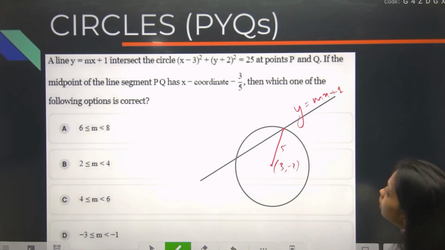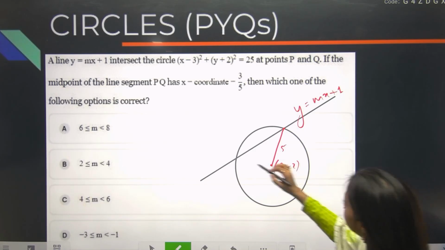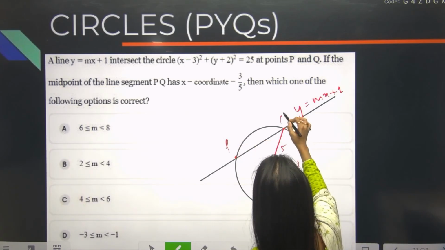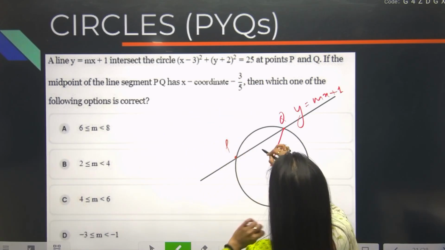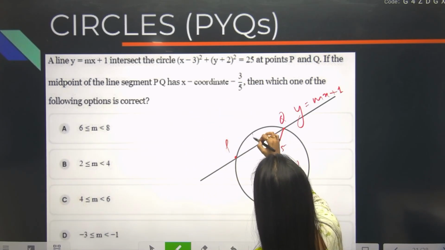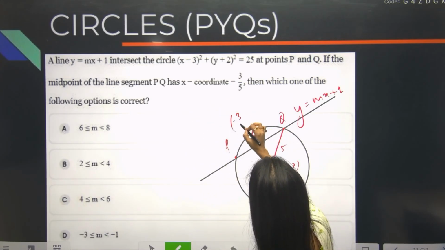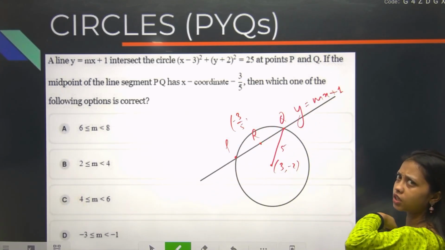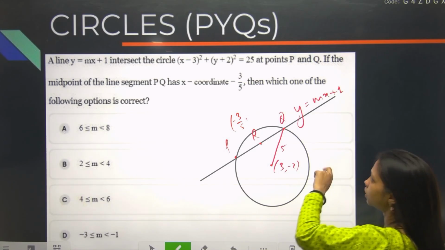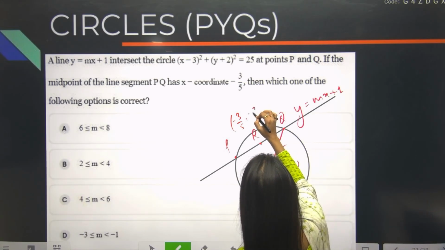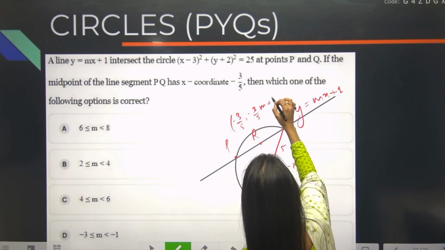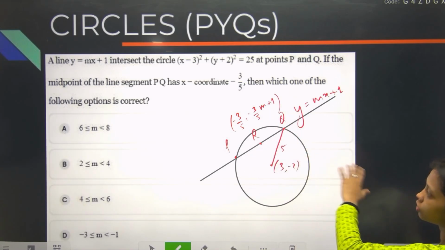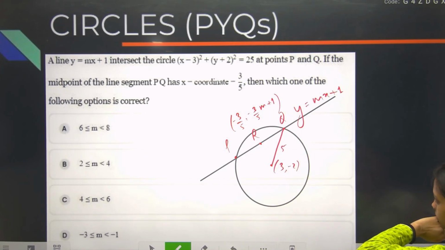So that is 5. Right? Okay. Midpoint, okay, this is P and Q. So they are talking about the midpoint of this PQ. Let's say this point is R maybe, it has x coordinate as minus 3 by 5. So the y coordinate I can find out from the equation of this line. It will be minus 3 by 5 m plus 1. Then which one of the following options is correct? Okay.